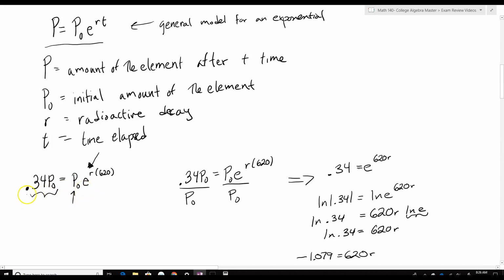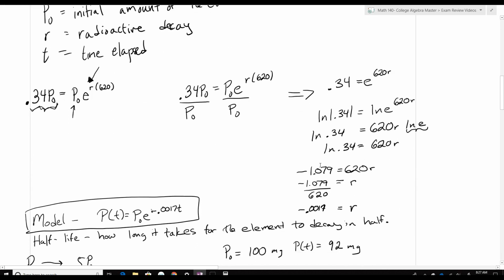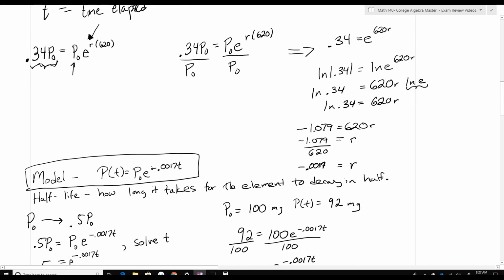In this case, we wanted 34% of the original amount, so 34% of P naught is going to equal P naught e to the r times 620 days. Then I'm going to use that information and what we know about exponentials to solve for r, my rate. Once I find what r is, that allows me to have the complete model. Something to remember about solving for r is to take the natural log of both sides in order to get rid of the exponential.